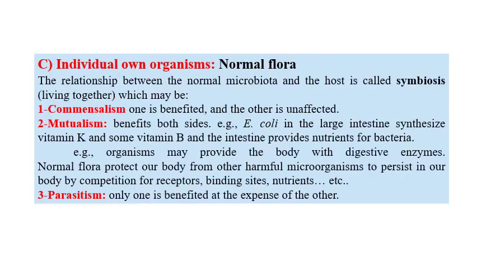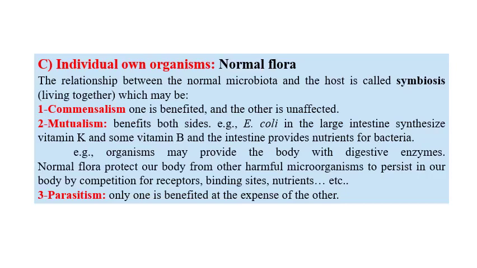The third source of infection is the human's own organisms, which are well known as normal flora or normal microbiota. This is a relationship between two living organisms, our body and the microorganisms. This relationship is known as symbiosis. This symbiosis may be in three forms. It may be commensalism, that is to say, one is benefited and the other is unaffected.